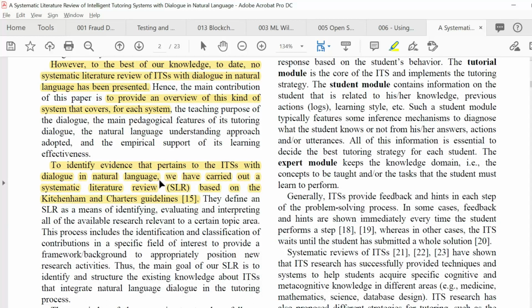To identify evidence that pertains to the ITS with dialogue in natural language, we have carried out a systematic literature review based on Kitchenham and Charters' guidelines. So this is also a very popular reference on conducting systematic literature reviews.